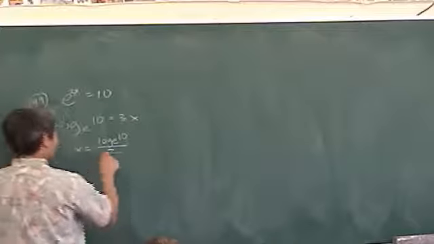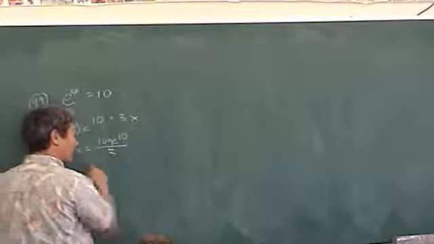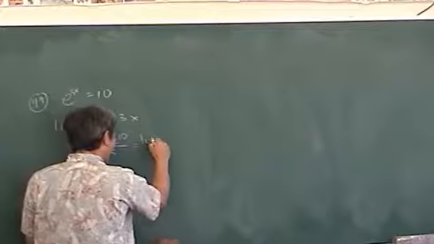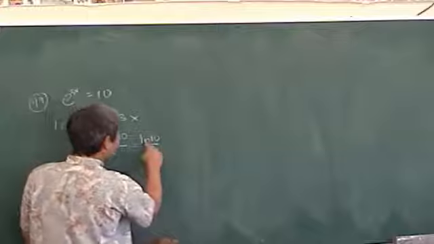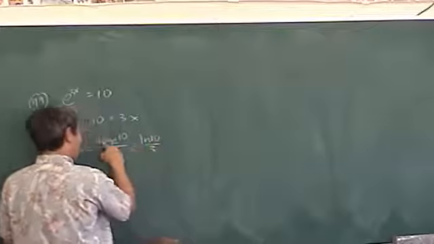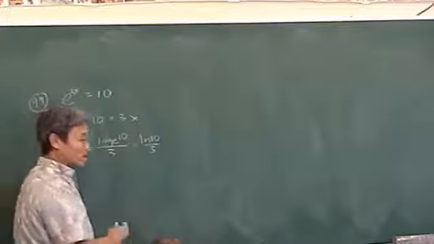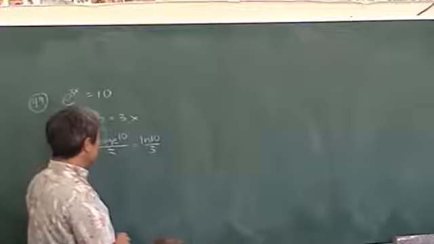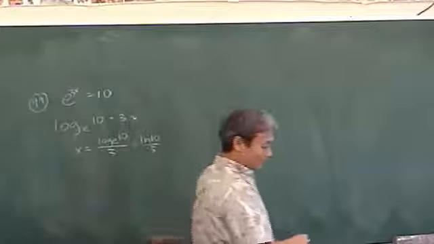But log base e, we don't write log base e, right? What do we write? Natural log 10 over 3. Remember, natural log 10 means log base e of 10, but we just don't write it like that.